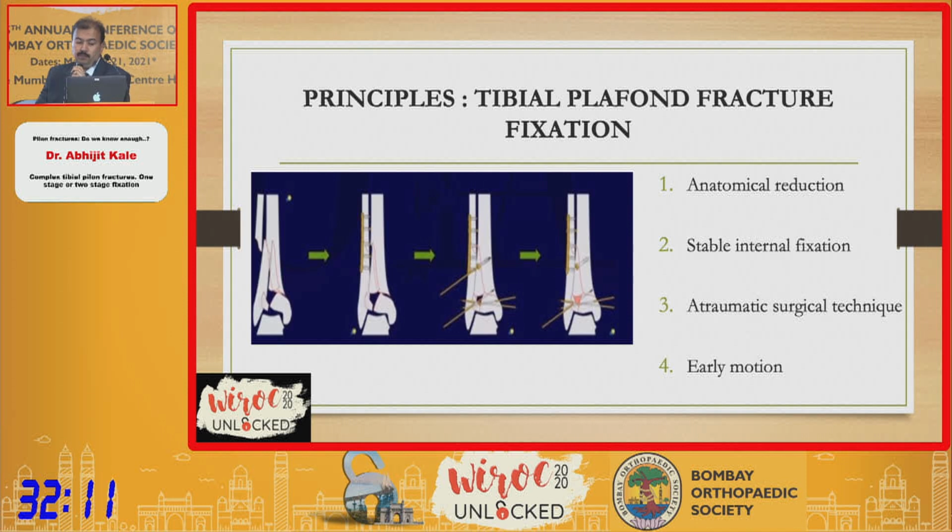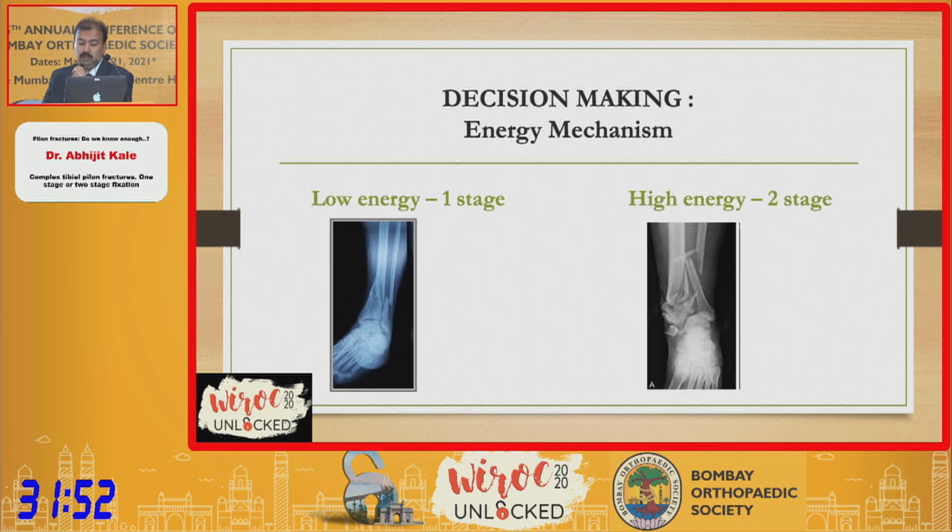These are the principles laid down by AO for the fixation of tibial plafond fractures. The first is anatomical reduction of the articular fragment. The second principle is stable internal fixation. The third principle, added later on, is atraumatic surgical technique. And finally, rehabilitation has to start early.